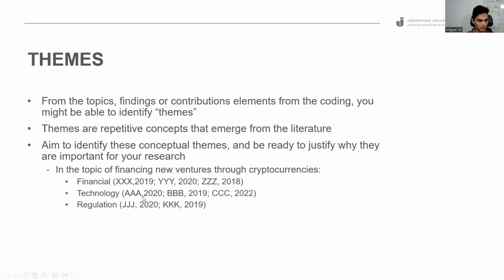As you can see, this is another example, right? Like in the topic of financing new ventures through cryptocurrencies, we have the financial aspect, the technology aspect, the regulation aspect. So you have different papers in these themes. So identifying these themes is critical, because what you will probably do is that you will write your literature review on these themes. Those will be like part of your literature review. Like you'll have literature review on cryptocurrency adoption in new ventures, and then you will have one part about financials, one part about technology, one part about regulation. Okay, so that's why themes are very important.